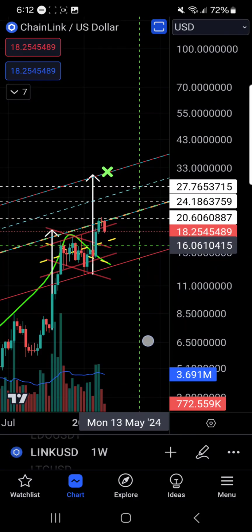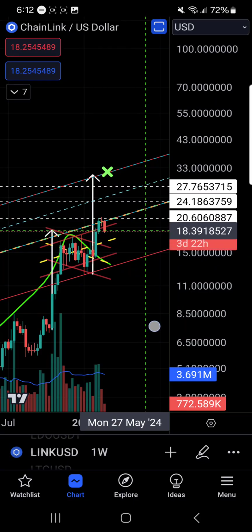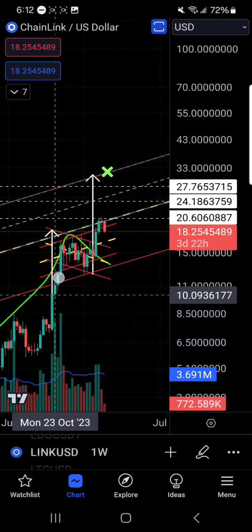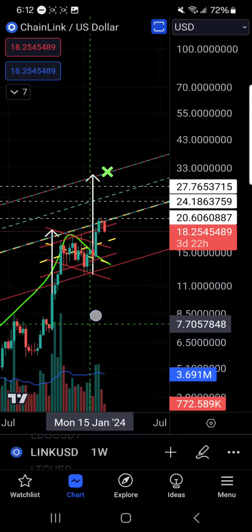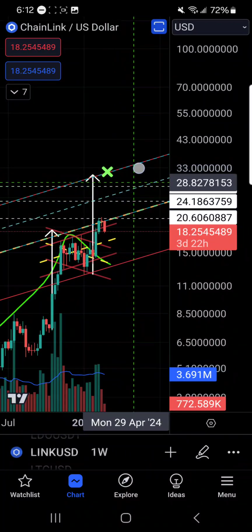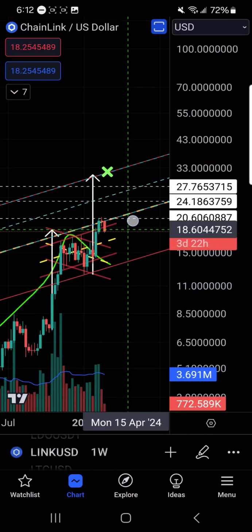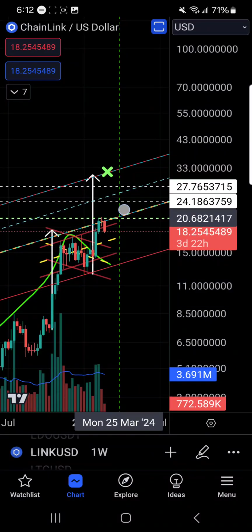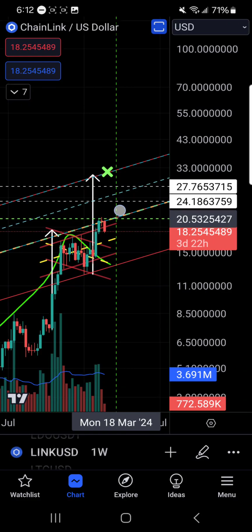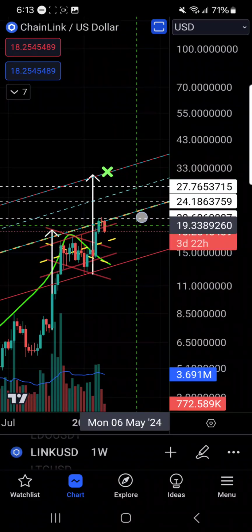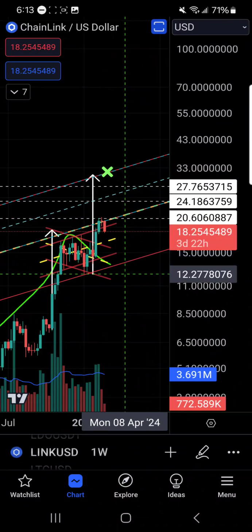And where did I get that target? I got the target from this pole here. Looks very reasonable, and that's where it takes us. So what are we doing here? Looks like Chainlink got rejected off of this lower horizontal dashed line. It's coming back down. Where are you going, Chainlink? Let's zoom in and see what's happening.